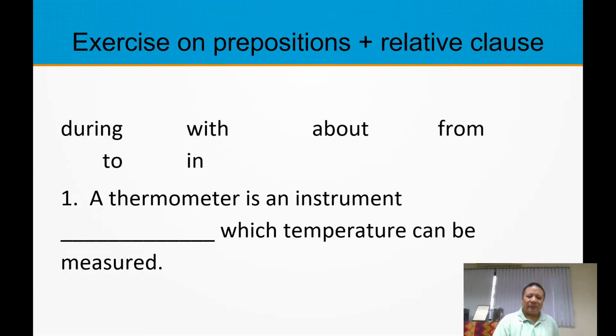Okay, let's try this one. So your choices would be during, with, about, from, to, in. In number one, a thermometer is an instrument blank which temperature can be measured. So type in the chat which preposition you should put in the blank.